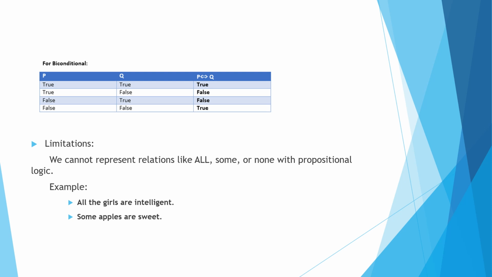Next, we are going to see the limitations of propositional logic. Here we cannot represent relations like all, some, and none with propositional logic. Let's see one example: all the girls are intelligent and some of them are sweet. In this statement, all and some we cannot use in propositional logic.